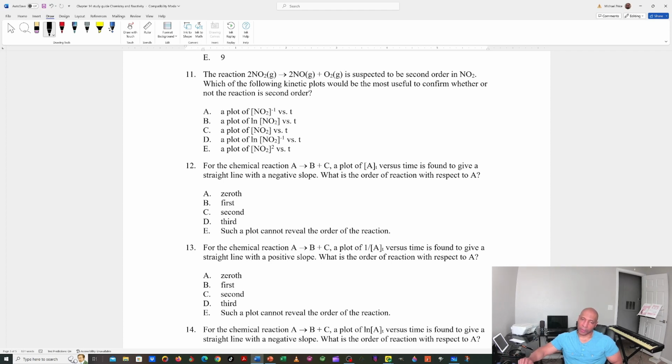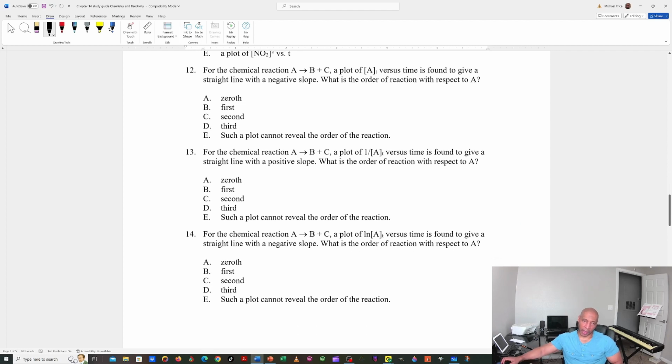We know if it's zero order, if you just plot the concentration of the reactant versus time, in other words, the concentration is going to be on the y-axis and time is going to be on the x-axis. If you plot that, you get a straight line with a negative slope, you know that it's zero order, or zeroth order, I guess would be the correct terminology. Okay, so the answer would be A.